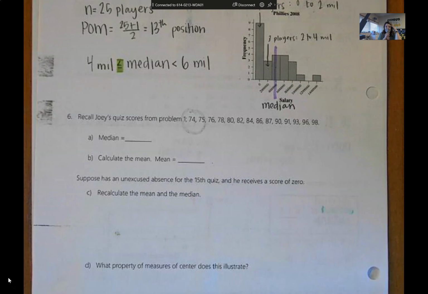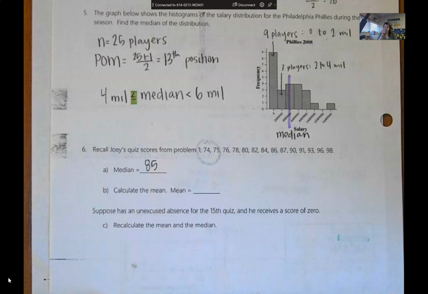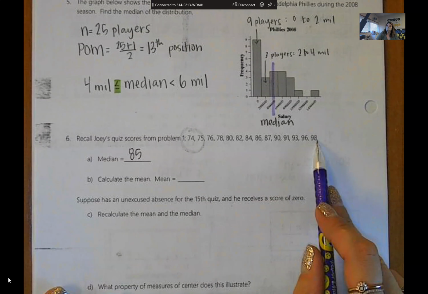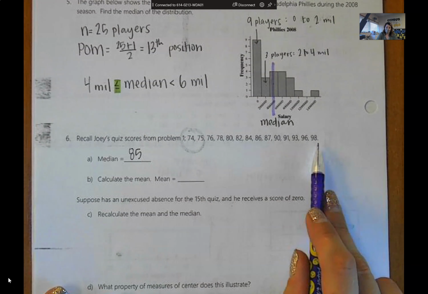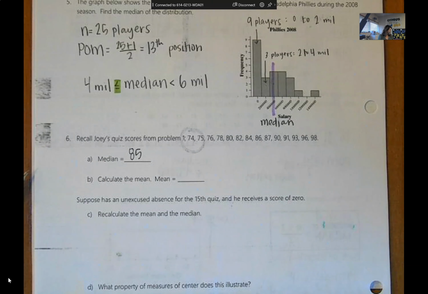So now we just have to learn one other thing about the median. So recall Joey's quiz scores from problem 1. What was the median? So I'm just going to go back. It was 85. Now they want us to find the mean. So you're going to add up all of these quiz scores and divide by 14. Go. I'm going to pick somebody's stick for it. Add all the quiz scores. Divide by 14.